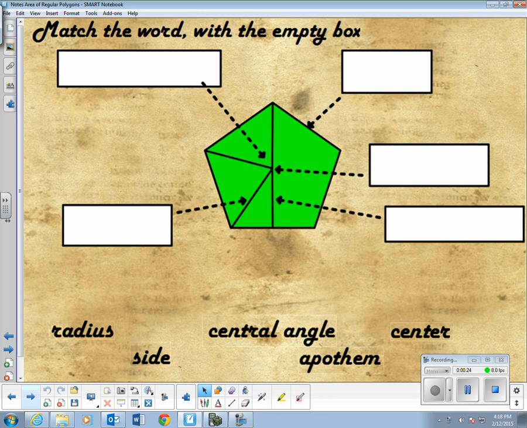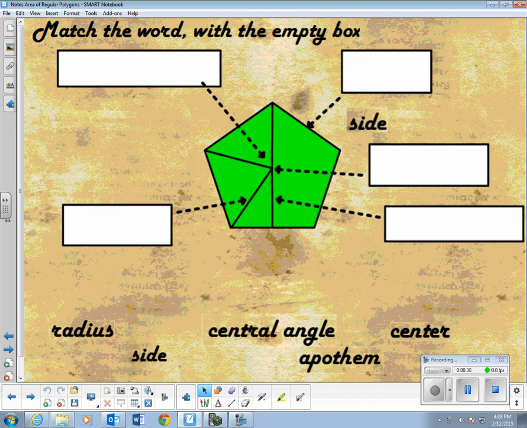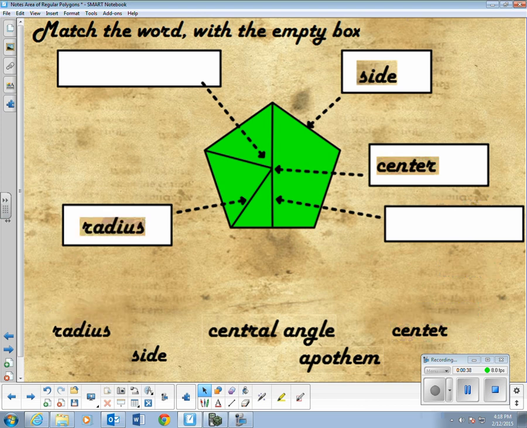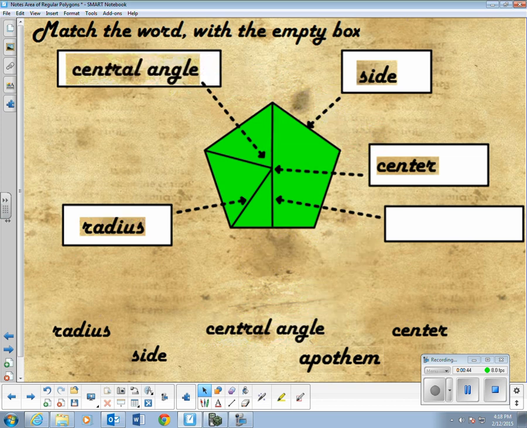This is a regular polygon. So if we have a regular polygon, we need to define some of these pieces. We have a side to start, which is right here. We have the center of the polygon, which is right here. We have a radius, and yes, a polygon has a radius just like a circle. And then we have the central angle right here. The central angle is the angle created by two radii right here. So this is a central angle.